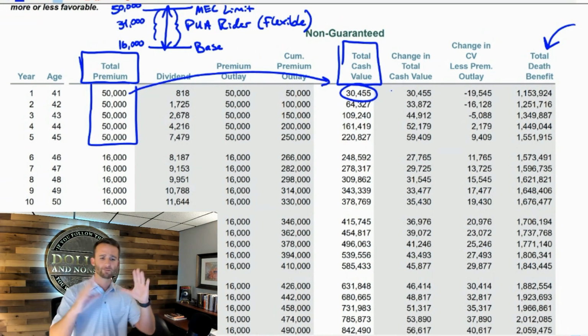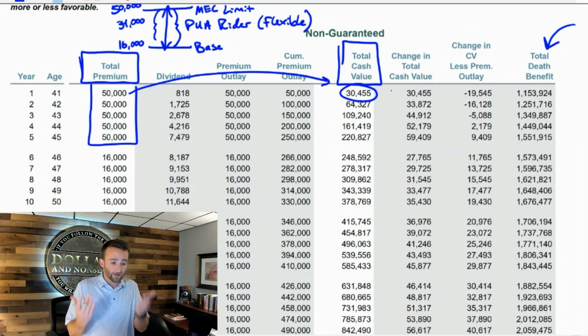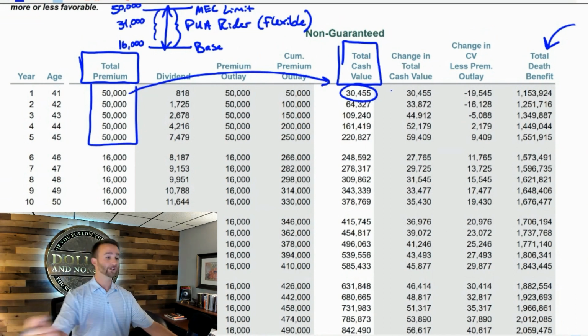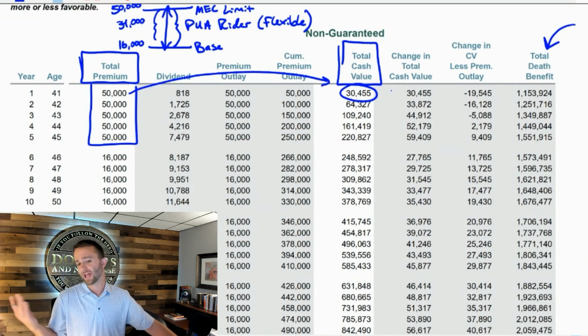So what's very important to understand when you get started is, of course, hopefully you know this before you even see an illustration, that I do not expect all of my premium in year one to go into cash value. And I don't expect that to happen in year two. And so in year one, we put in $50,000, we have about $30,500 of cash value to work with.